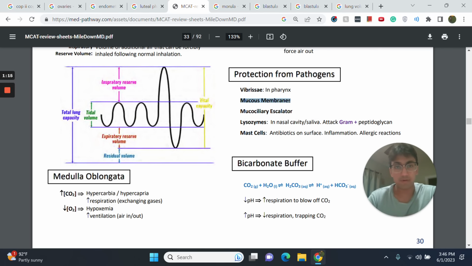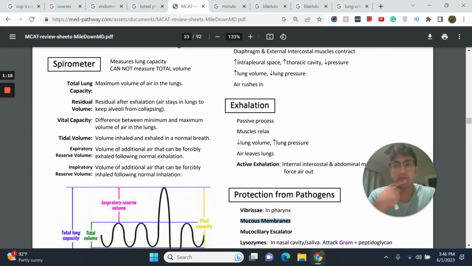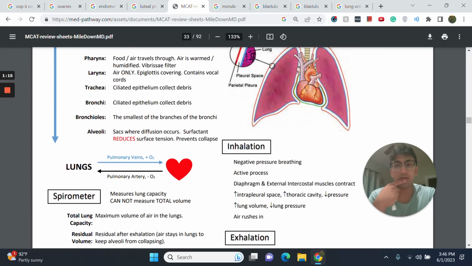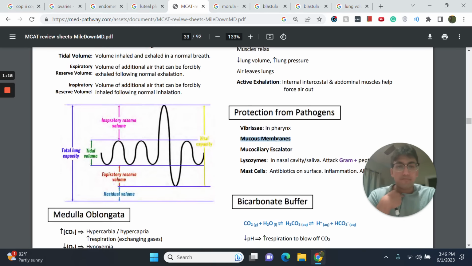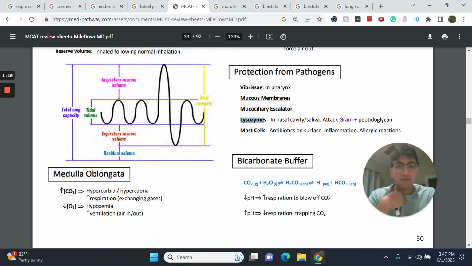The mucous membranes are important for protecting against pathogens, because when you're breathing in, you might inhale some pathogens, and so your lung parts, like your trachea and your bronchi, have this mucous membrane that protects against these pathogens. Lysozymes are in your nasal cavity and in your saliva, and they're attacking gram-positive peptidoglycans. So you don't want to breathe in gram-positive things, and that's what the lysozymes are doing. And mast cells are on surfaces and are involved in inflammation and allergic reactions. If you become an allergist, then mast cells will become half of your life.